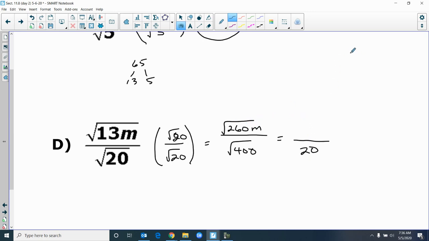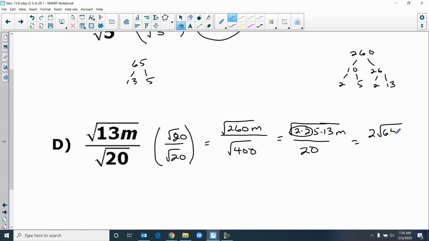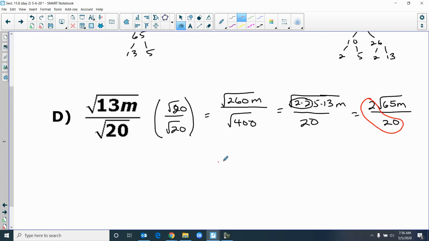All right, we need to factor tree 260. It's 10 and 26, 2 and 5, 2 and 13. So I get 2 times 2 times 5 times 13. Don't forget the radical. Pair of 2's, so 2 comes on the outside. 5 times 13 is 65, so square root of 65 over 20. Now, you always want to check and see if these numbers on the outside, the ones not in the radical, reduce. And 2 over 20 reduces.